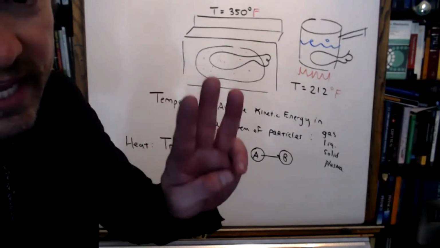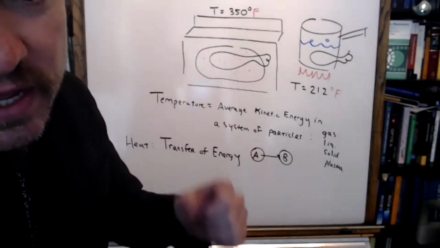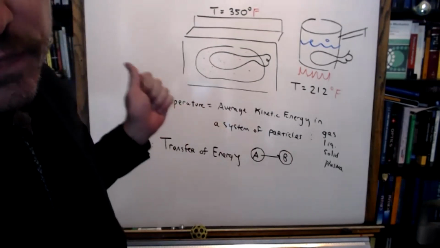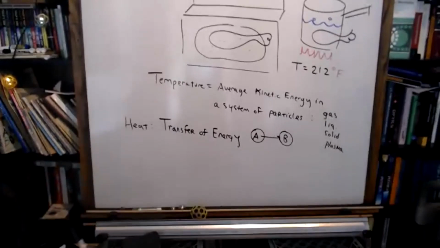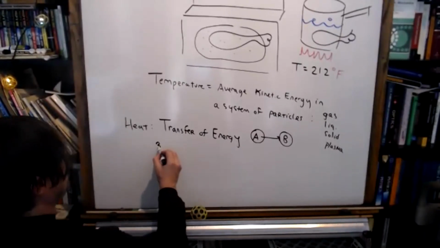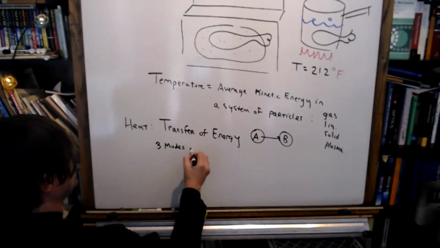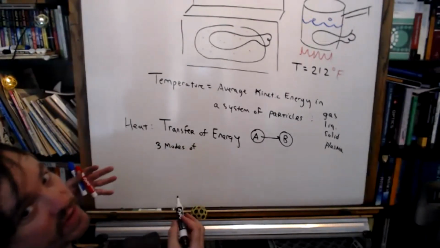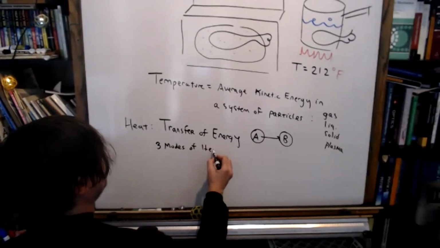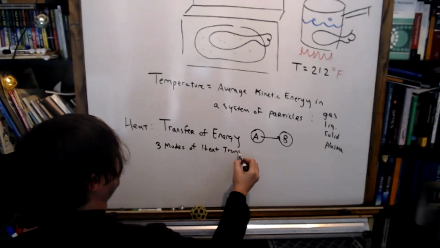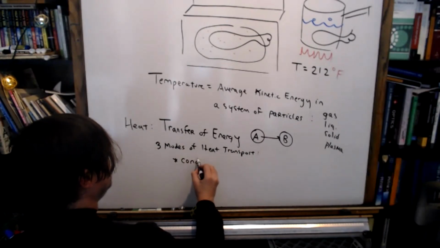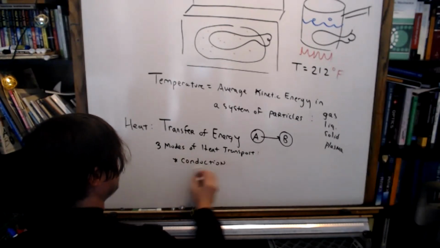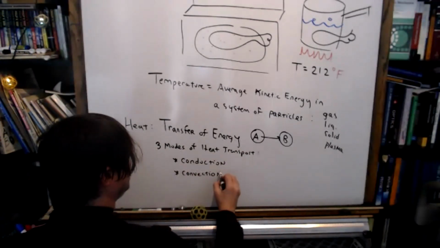Convection is one of our 3 modes of heat transport. There are only 3 methods to get energy from point A to point B. Let's write them down because they're going to play a role in this class. The so-called 3 modes. Sometimes they call it the 3 modes of energy transport. Sometimes they call it the 3 modes of heat transport. They are conduction, convection, and radiation.